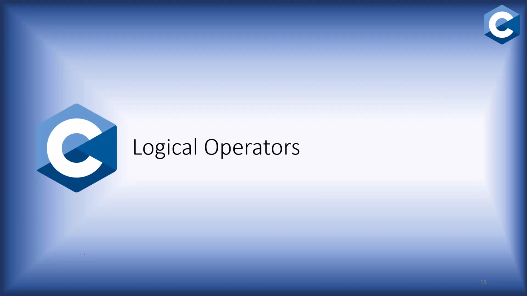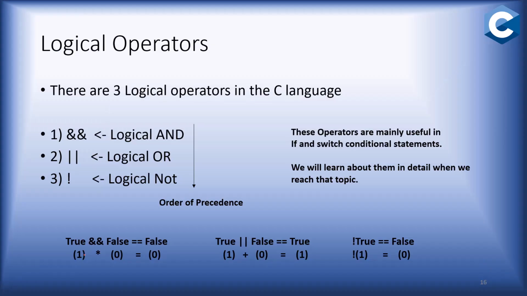Now we're diving into the world of logic in C programming using logical operators. These operators help us combine multiple conditions and make complex decisions in our programs. As you can see on this slide, there are 3 main logical operators in C.